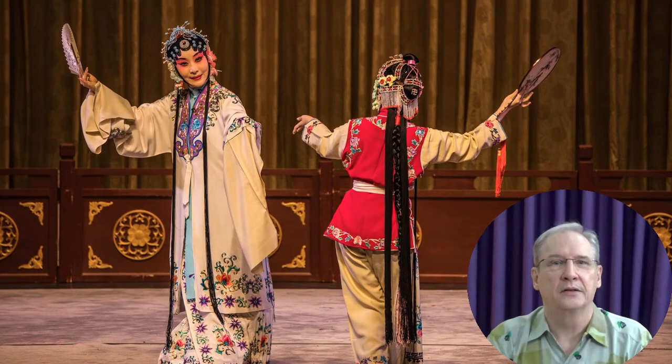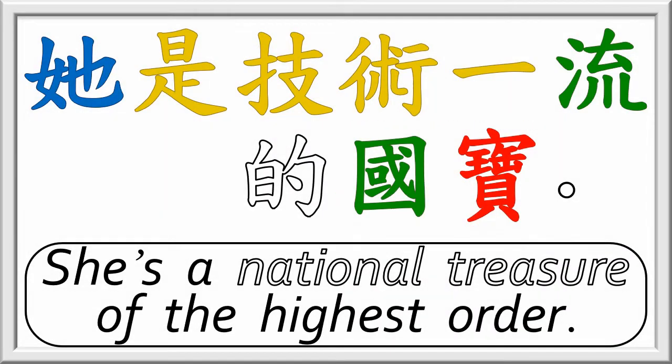If one considers a particular skill to be on the verge of disappearing, any remaining practitioner of that skill could have their status raised to 国宝, national treasure. This title is often conferred on traditional artists such as actors in regional opera, puppeteers, calligraphers, carvers of religious articles, traditional weavers, etc. 她是技术一流的国宝. She's a national treasure of the highest order.